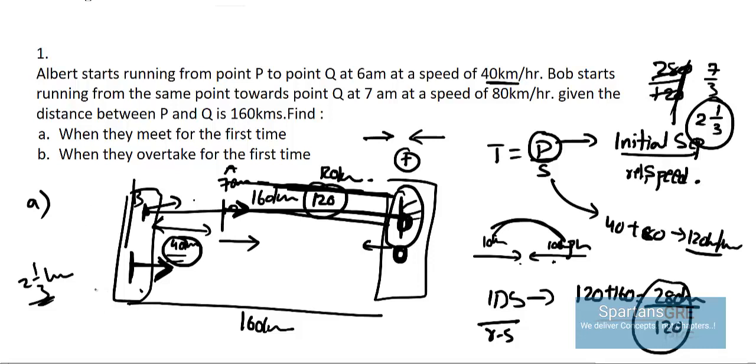Okay. So at what time they meet? From 7 o'clock, they meet after 2 and 1 by 3 hours. 1 by 3 is 20 minutes. So they will meet at 9 hours, 20 minutes. So this will be your answer. So the meeting time is 9 hours, 20 minutes.